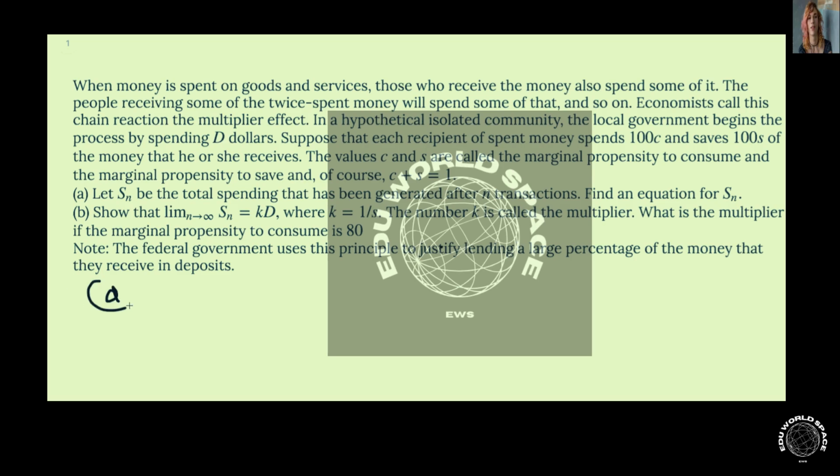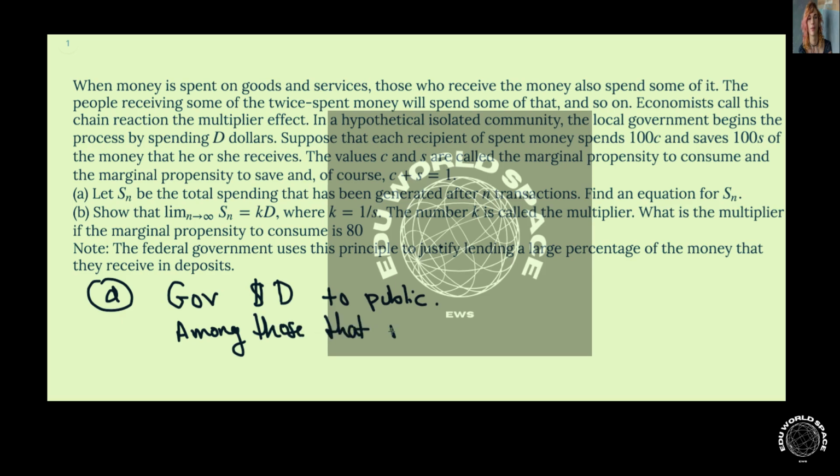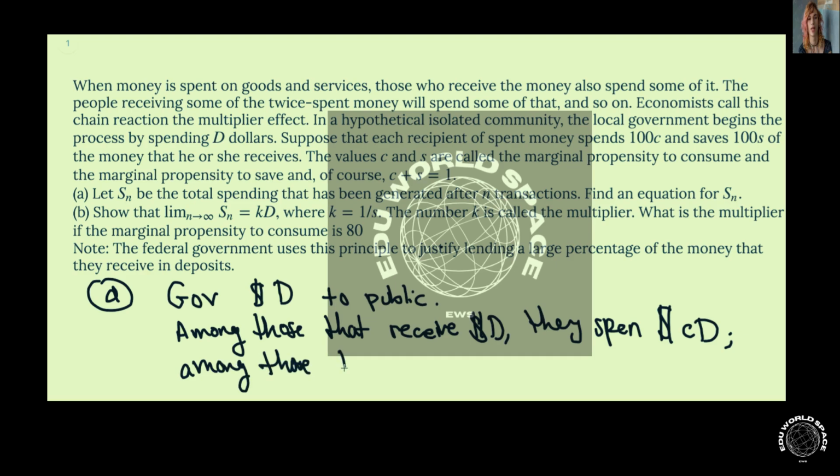So for part A, the government starts off by giving away $D to the public, and then among those that receive the $D, they spend C times that, and then among those who receive the CD dollars, they spend C squared D, and so on.